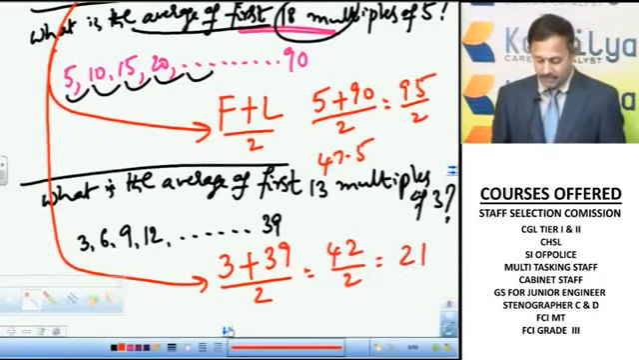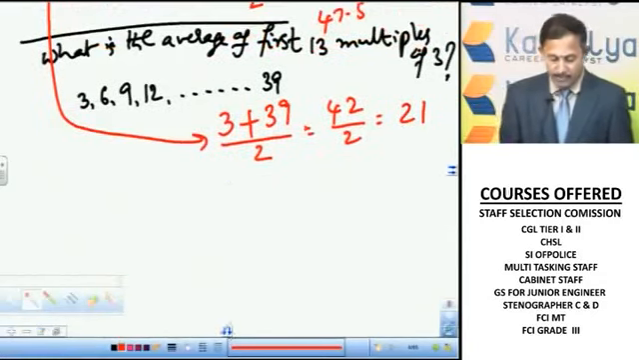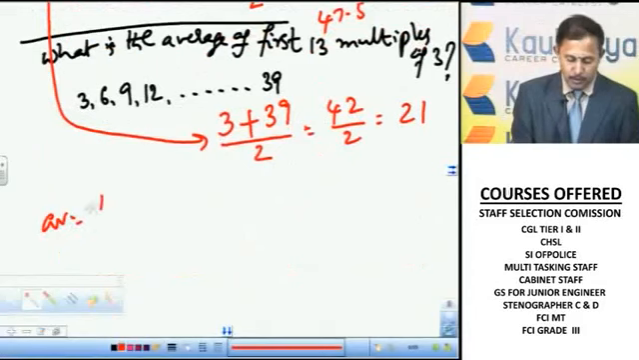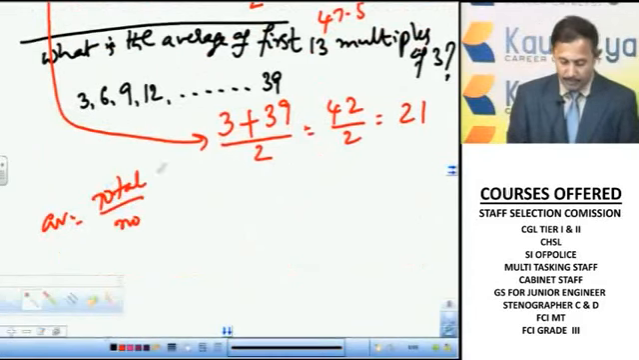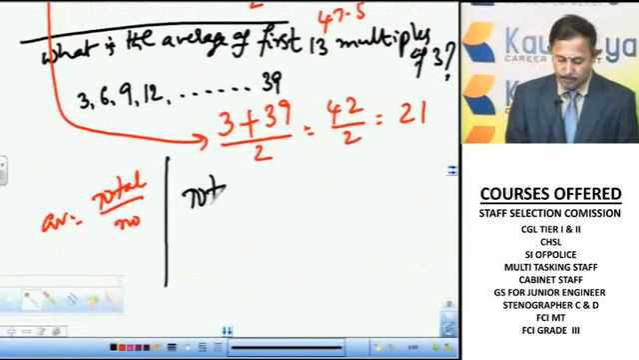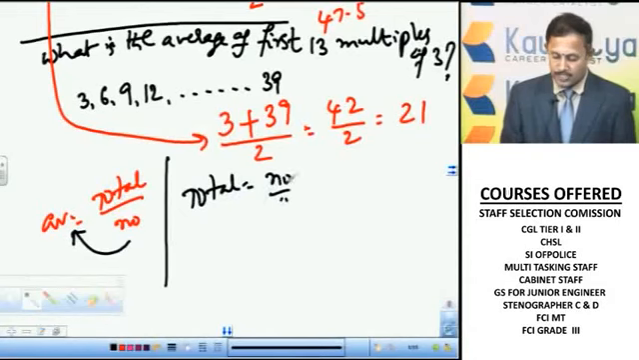So in this concept we have to bring 3 concepts, right? The first one is the formula for average: average is equal to total by number of elements. And the second formula: total is equal to number into average.